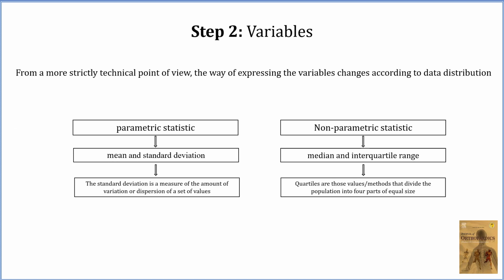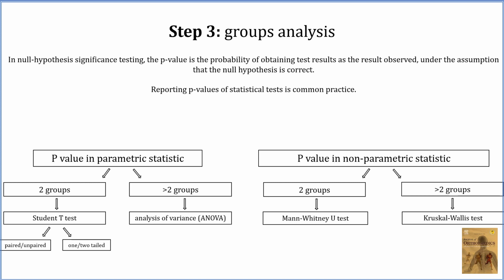From a more strictly technical point of view, the way of expressing the variables changes according to the distribution. In parametric statistics, we use mean and standard deviation. In non-parametric statistics, we use median and interquartile range. So first, we check the data distribution using the Shapiro-Wilk test. Second, we check how to express values: in parametric statistics using mean and standard deviation, in non-parametric statistics using the median and interquartile range.